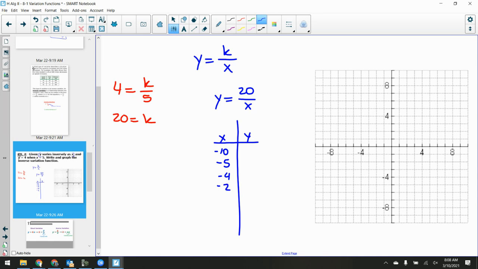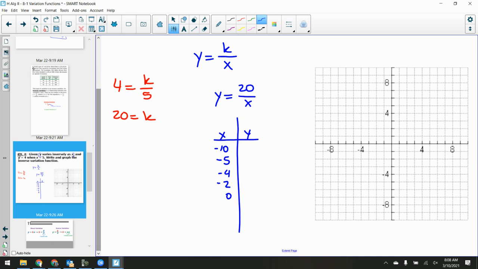Well, we should pick 0, because it's always good to see what's happening at 0. And then let's pick all the positive versions of those numbers: 2, 4, 5, and 10. Because this is a pretty easy operation.